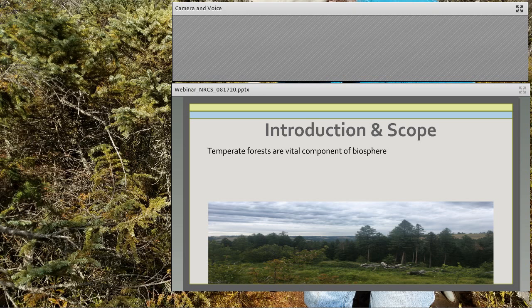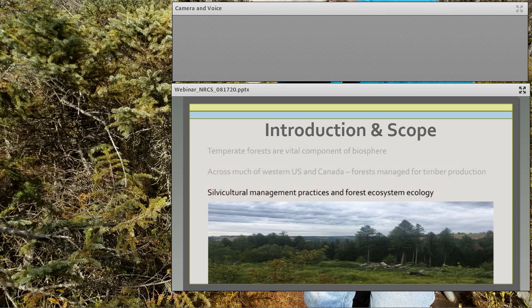Across much of the western U.S. and Canada, large areas of both public and private land are managed, and many are dedicated to the production of timber. To ensure the continued productivity of these areas, we must appropriately manage forest stands to maintain sustainability. There is evidence that adequate silvicultural management practices require an understanding of forest ecosystem ecology. Therefore, we need to understand processes carried out in forests, both managed and unmanaged, to ensure ecosystem services that meet the long-term needs of a healthy stand are being provided.